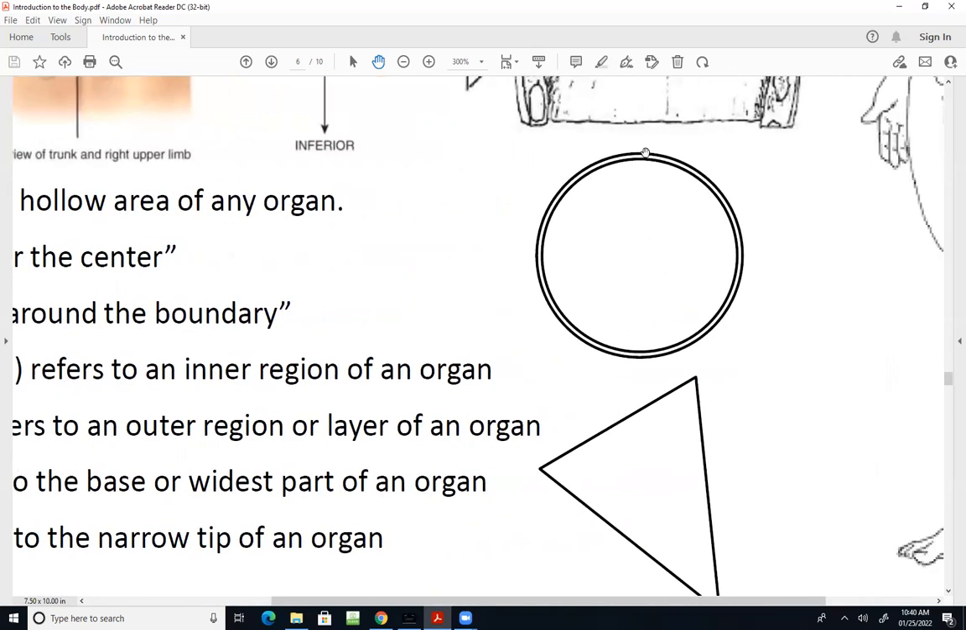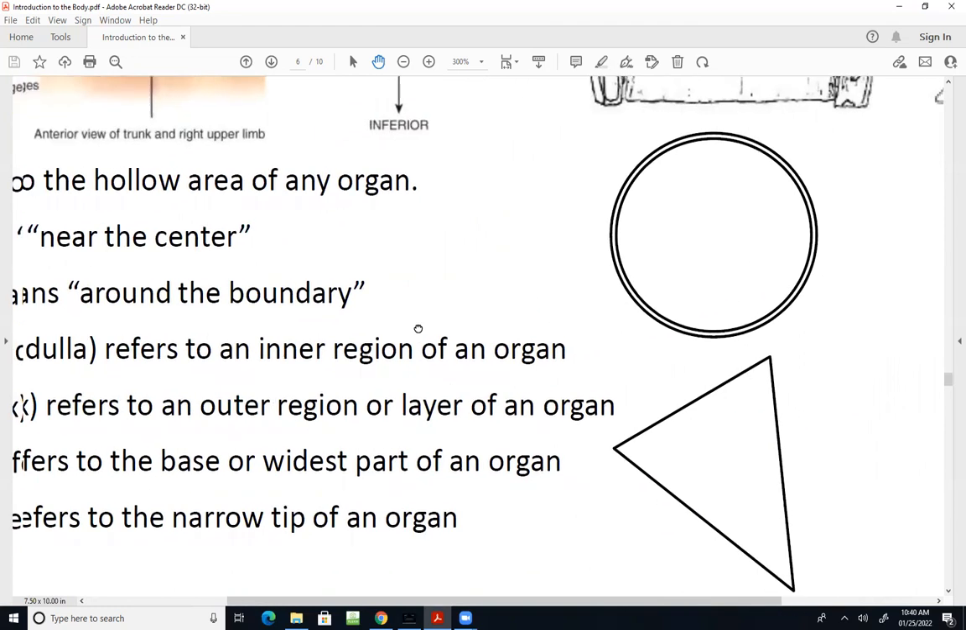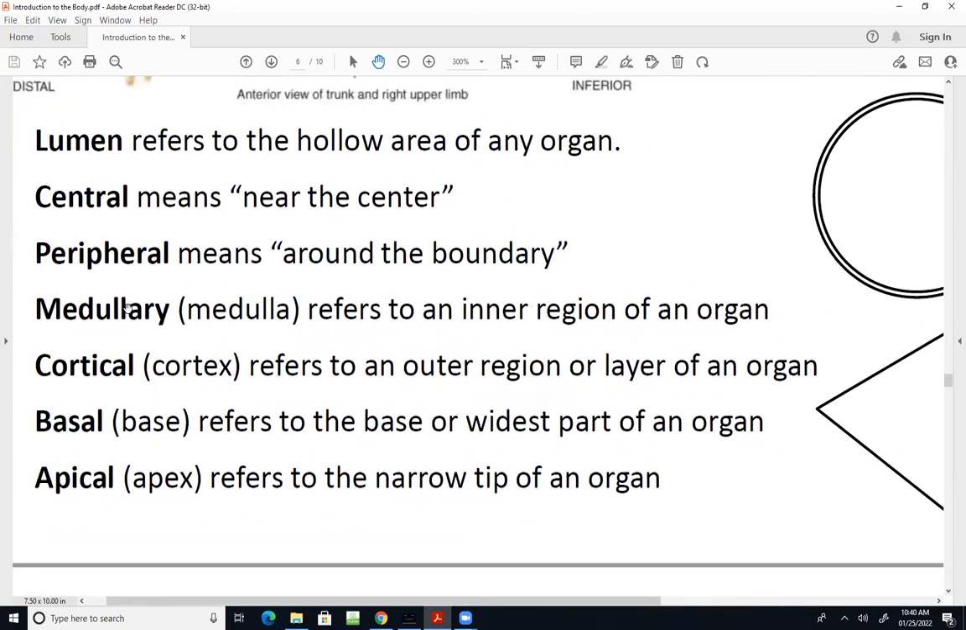Central, hopefully common sense, means near the center of an organ, whereas peripheral means near the boundary. So if this is a blood vessel, this will be the central part, this will be the peripheral part. Medullary and cortical are the opposite of one another. The version here that's in bold is the adjective, whereas medulla and cortex are the noun version of that term. Medulla or medullary refers to the inner region of an organ, whereas cortical is the outer part of an organ. So kind of like central, peripheral.